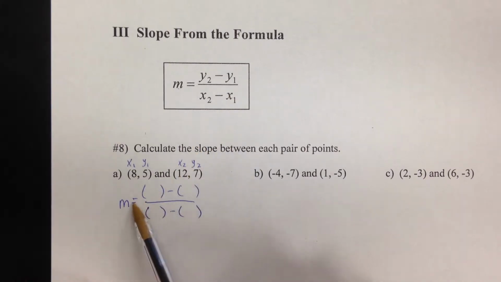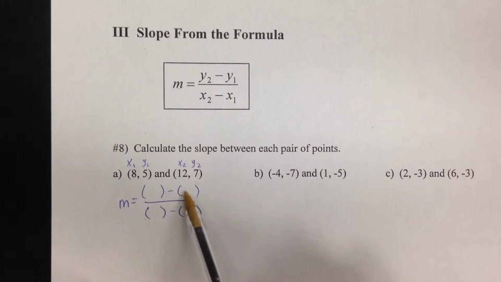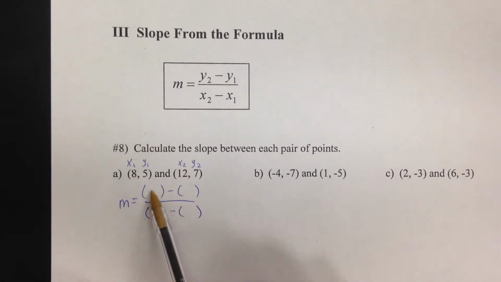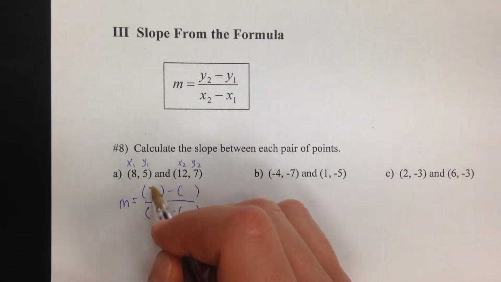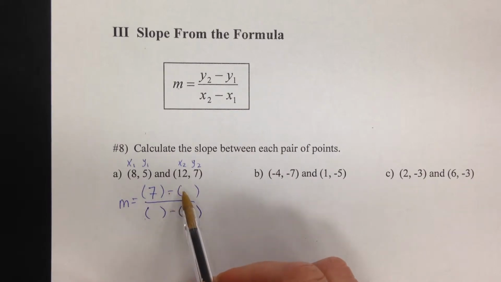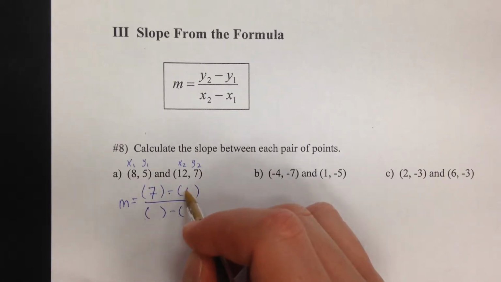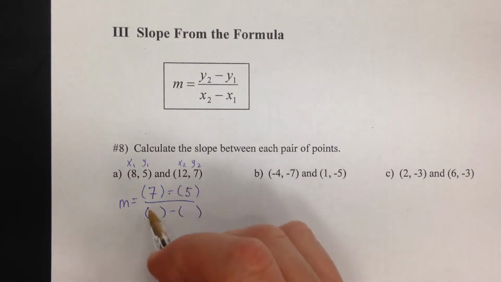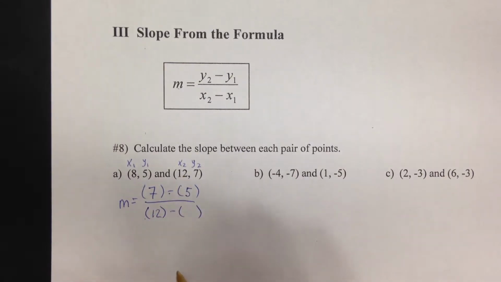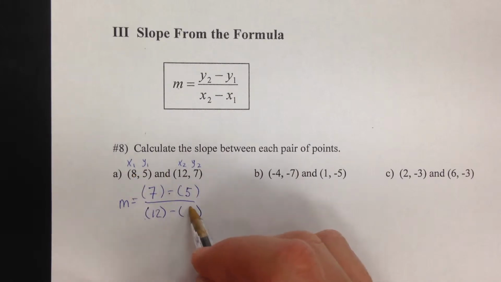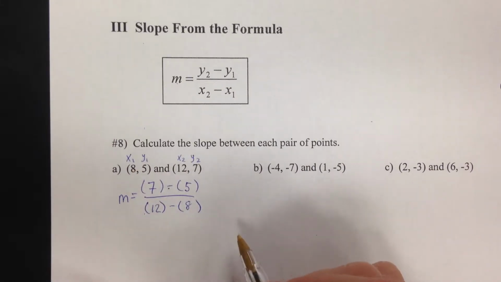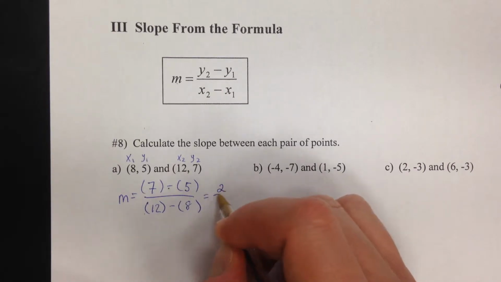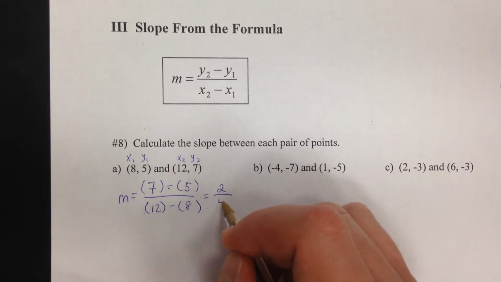And what we'll do is we just substitute the values into each parentheses. So m equals y sub 2, that's 7, minus y sub 1, that's 5, all over x sub 2, that's 12, minus x sub 1, that's 8. And now what you do is you simplify. 7 minus 5 is 2. 12 minus 8 is 4.